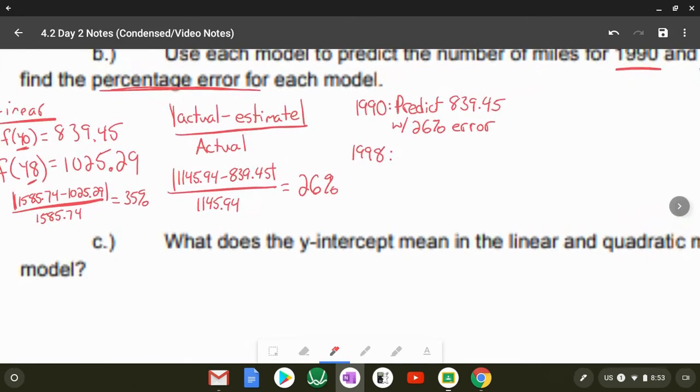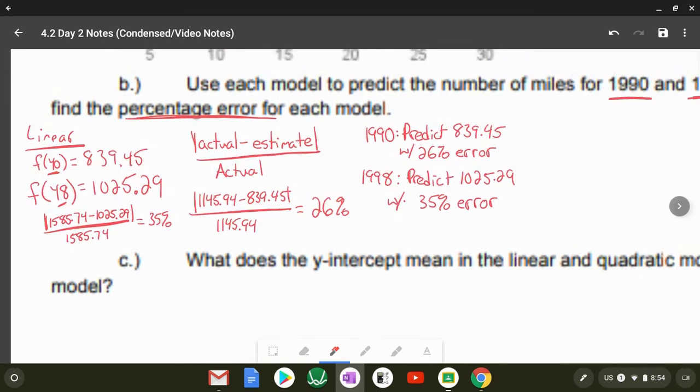So for 1998, the prediction was 1025.29 with a 35% error in the prediction. Okay, so that was the linear prediction and the percentage error for that prediction.